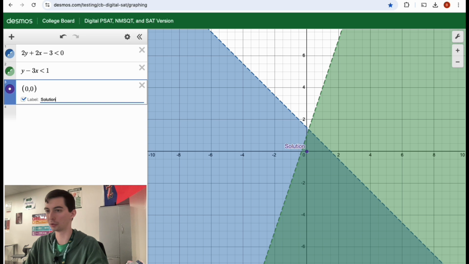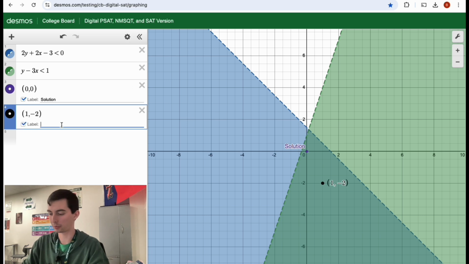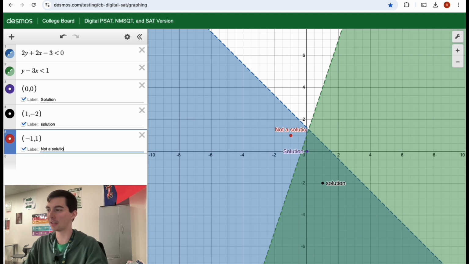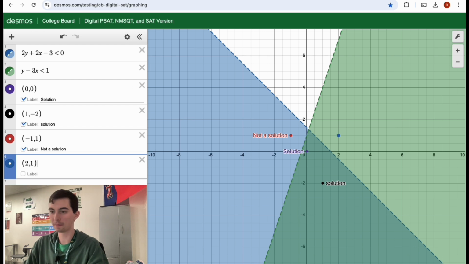So let's call that solution. Another point we could find is 1, negative 2. That one's right there. So we'll label this one as solution. Now let's find two non-solutions. So I said negative 1, 1. And again, I'm just figuring out any points that are not in that double shaded area. And we could also say a point like 2, 1. It's just in one, so not a solution for that.